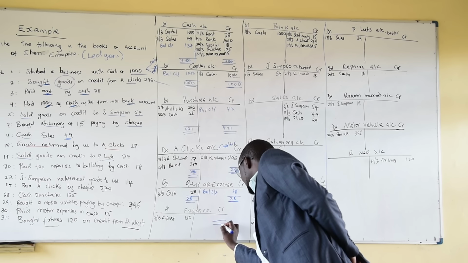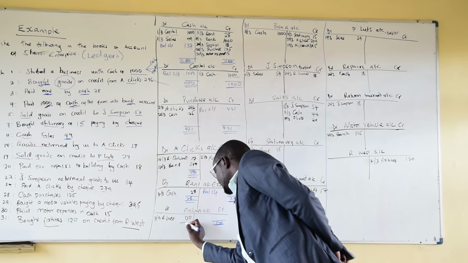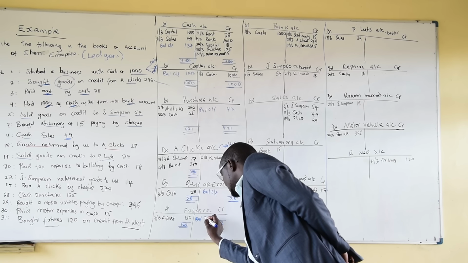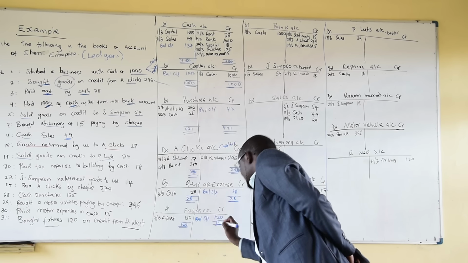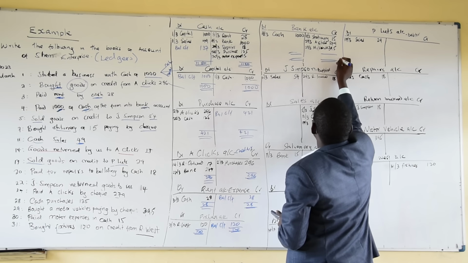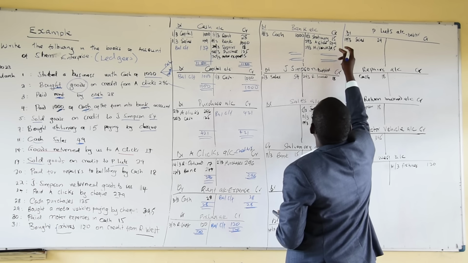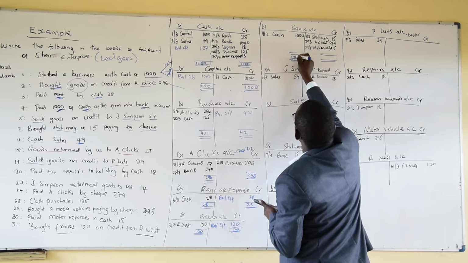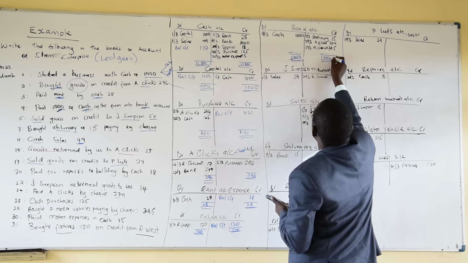This side, I need it to have 120. This side should also have 120. So here I add balance carried forward 120. I look at which side has more here. Automatically I can see this side has more. So here I need this side to be 1000. This side needs to have 1000.